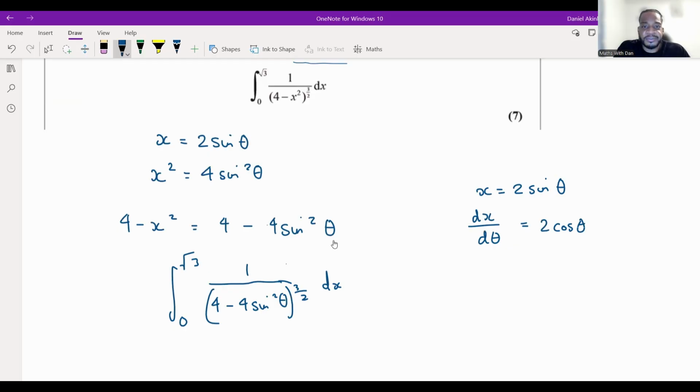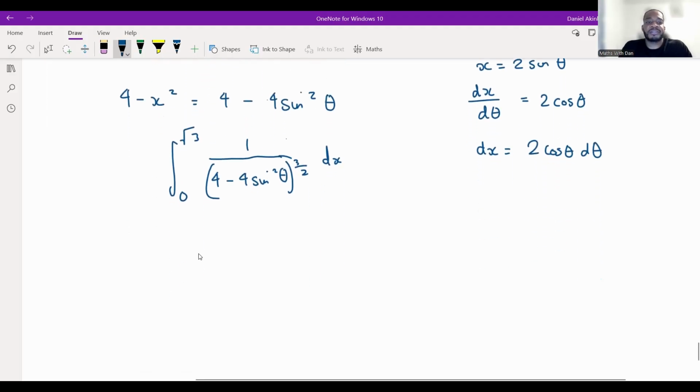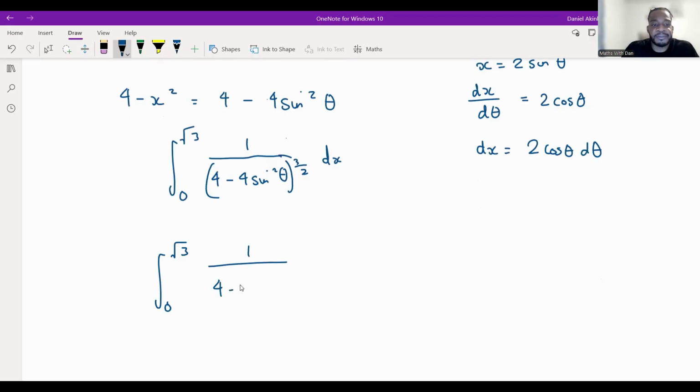Brilliant. Good stuff. So now that means dx is going to be 2 cos theta d theta. So I'm going to put this on top here. It's going to be the integral between 0 and root 3 of 1 over 4 minus 4 sine squared theta to the power of 3 over 2, and we now know that dx is 2 cos theta d theta. Anybody get here?